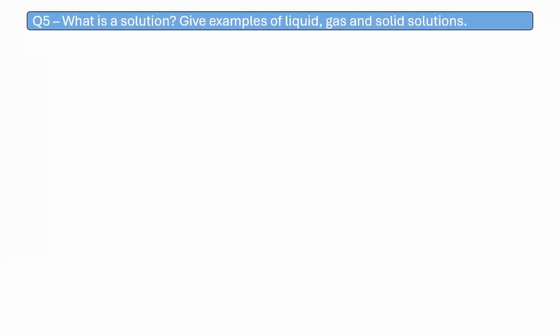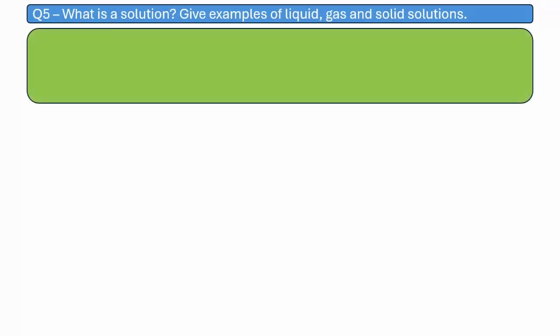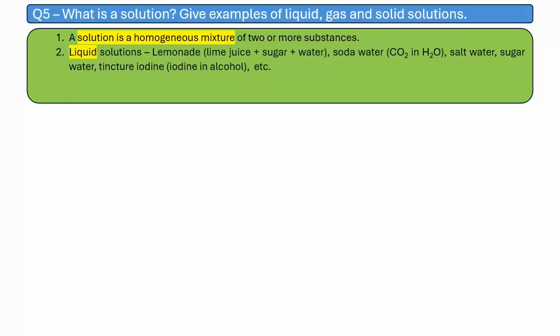What is a solution? Give examples of liquid, gas and solid solutions. A solution is a homogeneous mixture of two or more substances. Liquid solution examples are lemonade. For example, if you put lime juice and sugar in water to make lemonade, this is a homogeneous mixture, right? In all parts of it, the composition will be uniform.